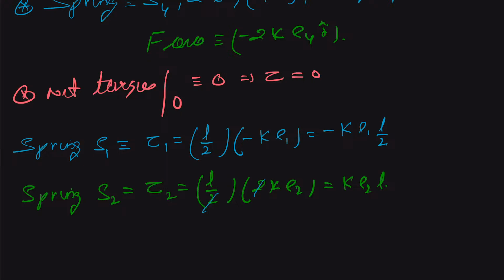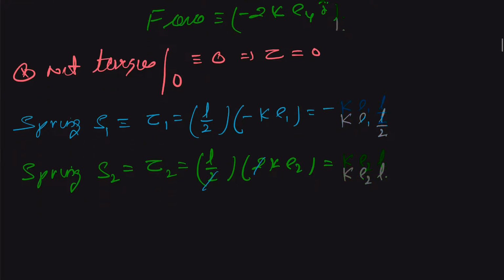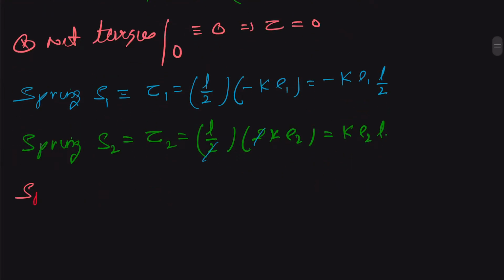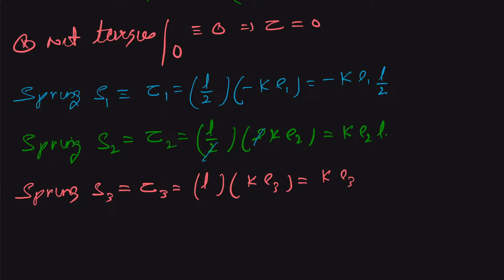And then we have our spring S3. Torque is our tau 3. It's connected at a length L, and our force is our k times E3. So this comes as k E3 times L.